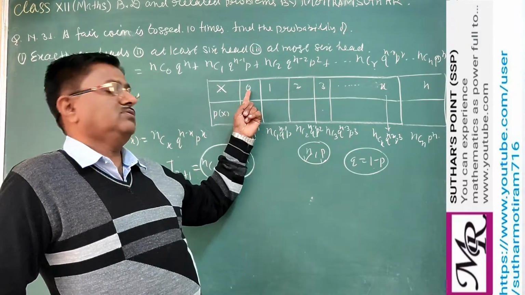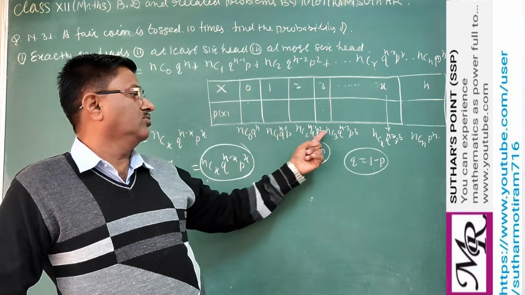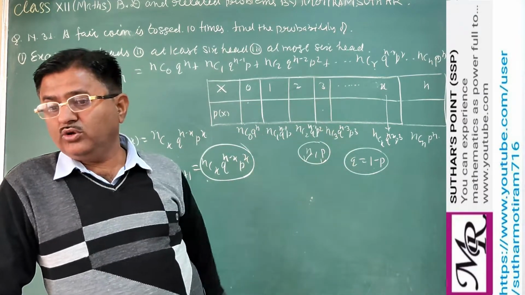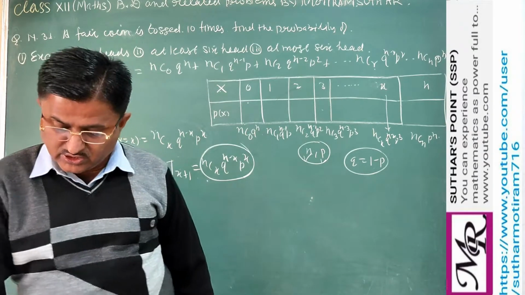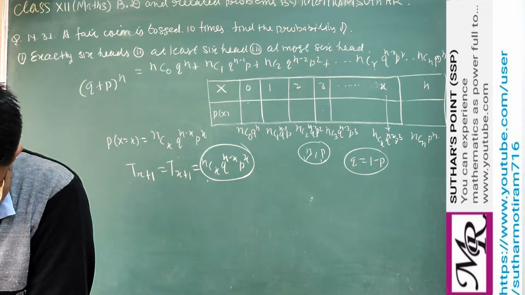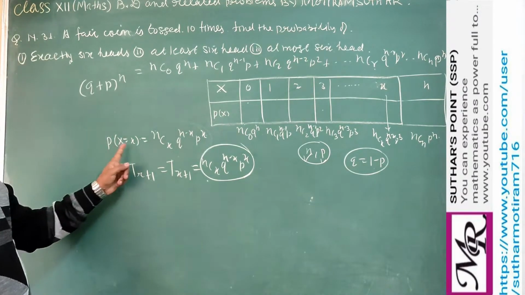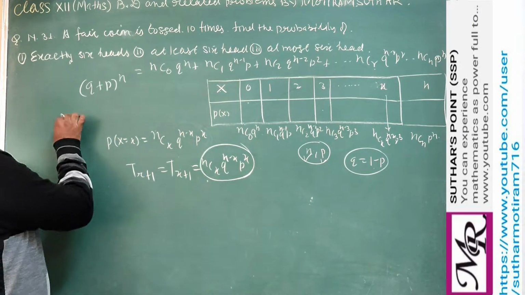Because x takes values starting from 0. X can take value 0, 1, 2, 3, 4, 5. So in this way we can easily solve the binomial distribution. So the probability of x is also denoted by P of x. So the meaning of this is the probability of x.